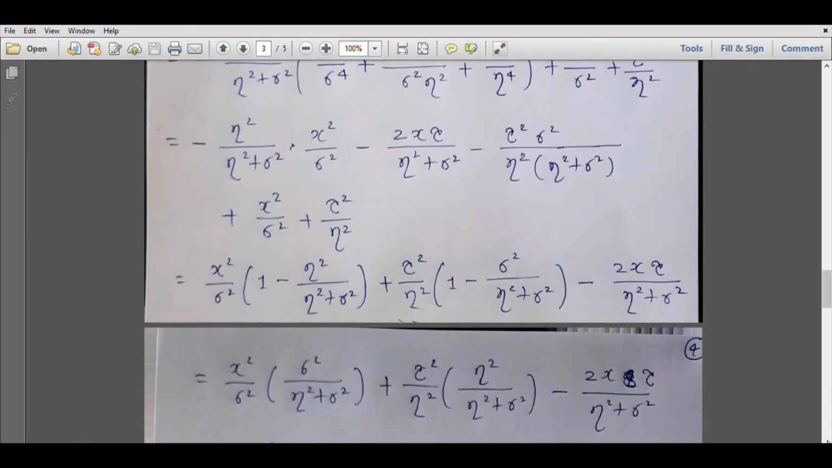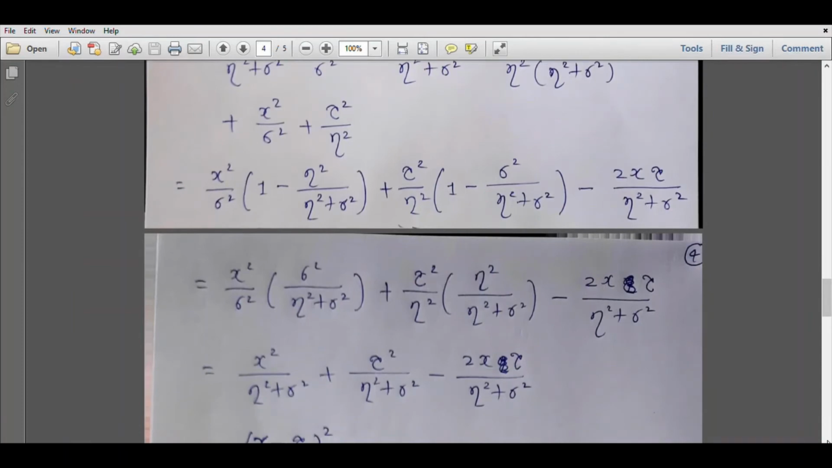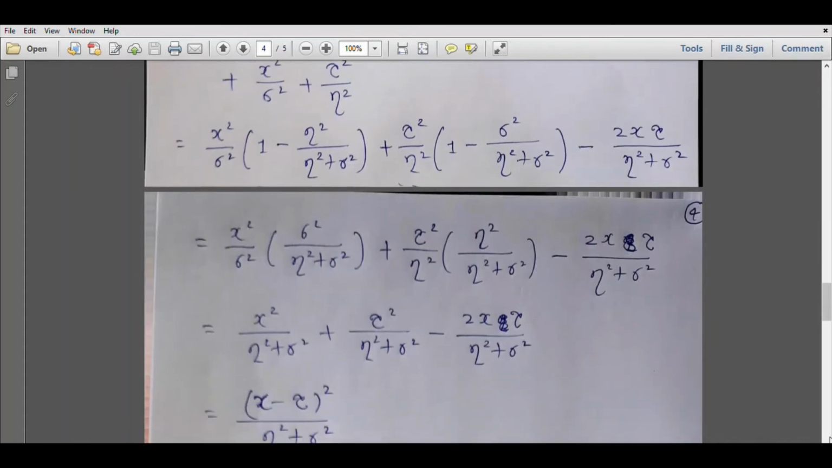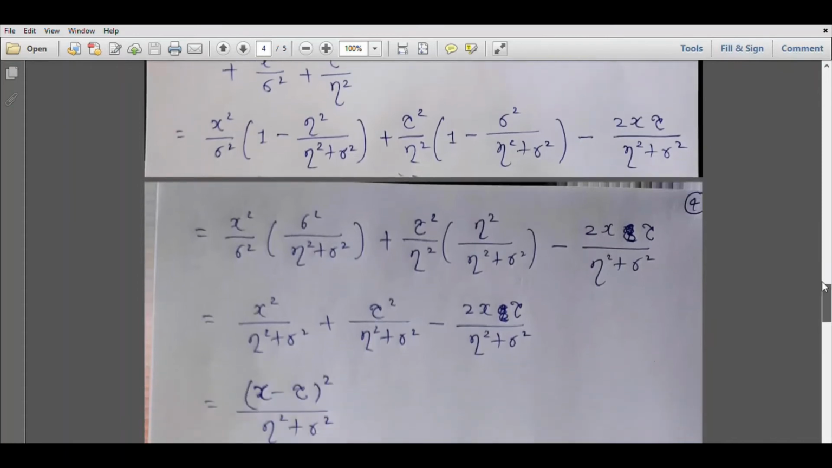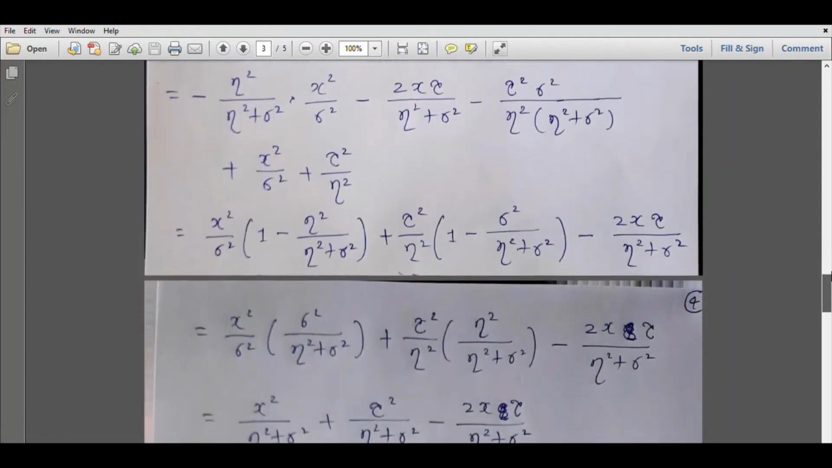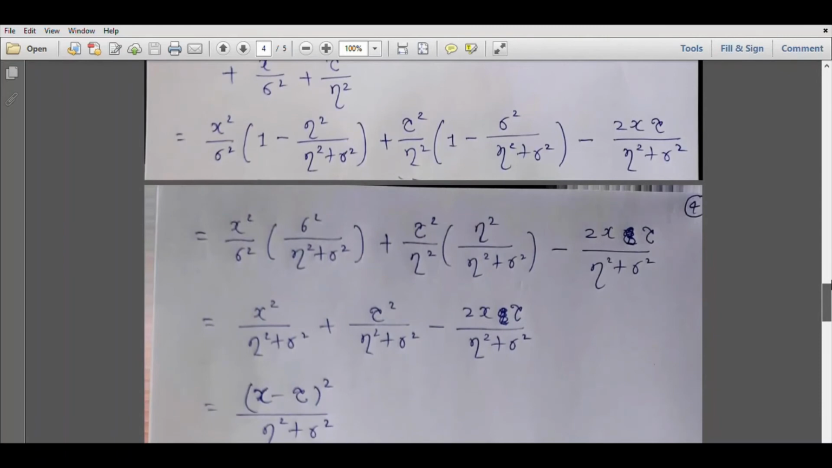So finally, we have a much simplified form now. It is x square upon tau square plus sigma square plus tau square upon tau square plus sigma square and minus 2x tau upon tau square plus sigma square. So if you take 1 upon tau square plus sigma square common, you get x minus tau whole square here. So finally the second term here gets simplified as this term. So let us put it back.